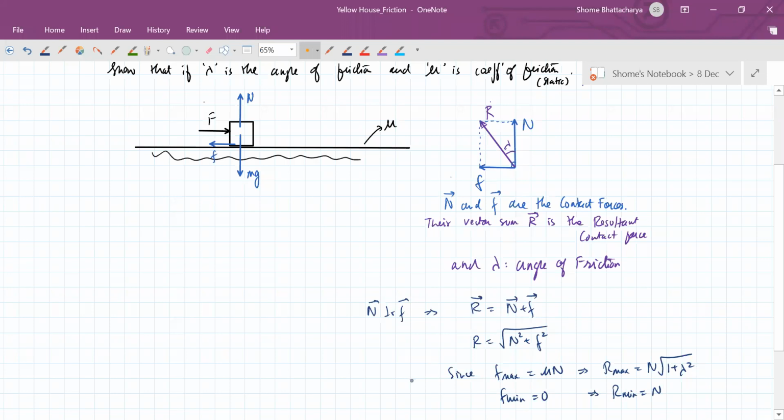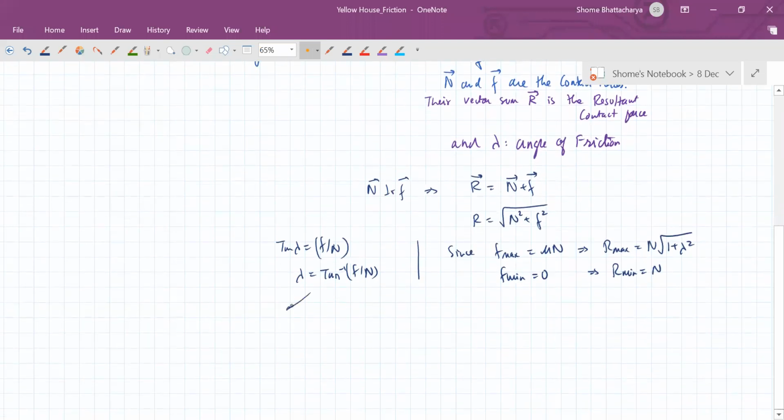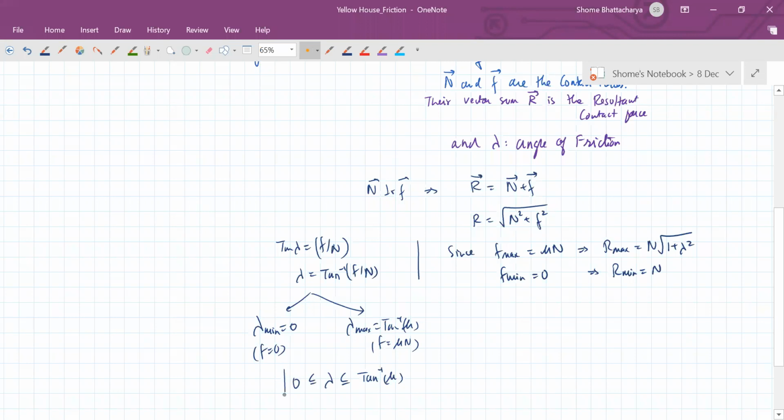And also you can see from the triangle that tan lambda is equal to F by N. So lambda is equal to tan inverse F by N. So from this, you can also understand that lambda's minimum value is 0 when friction is 0, and lambda's maximum value is tan inverse mu when friction is mu N. So lambda is in between tan inverse mu and 0 in any given situation, whereas R ranges between this and N in any given situation.